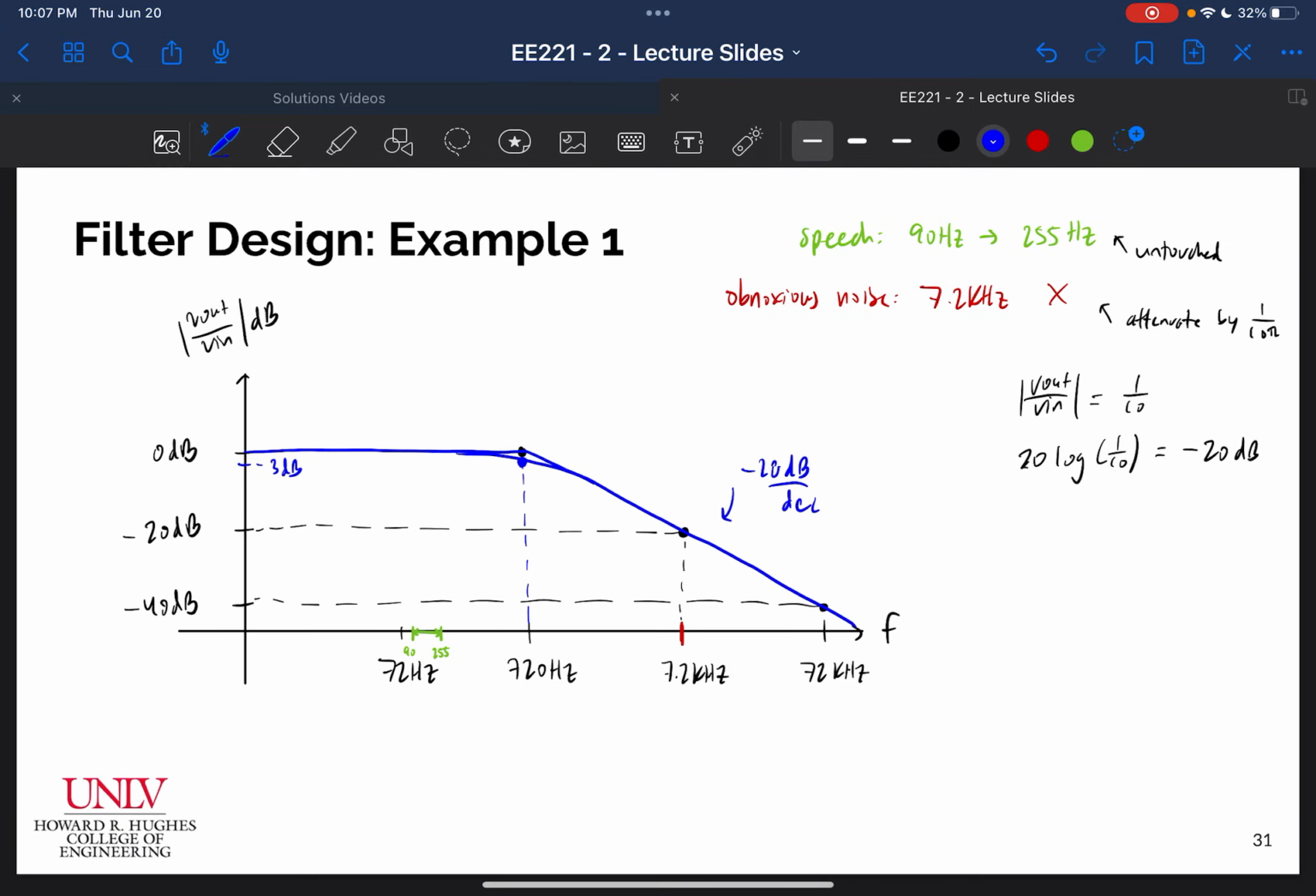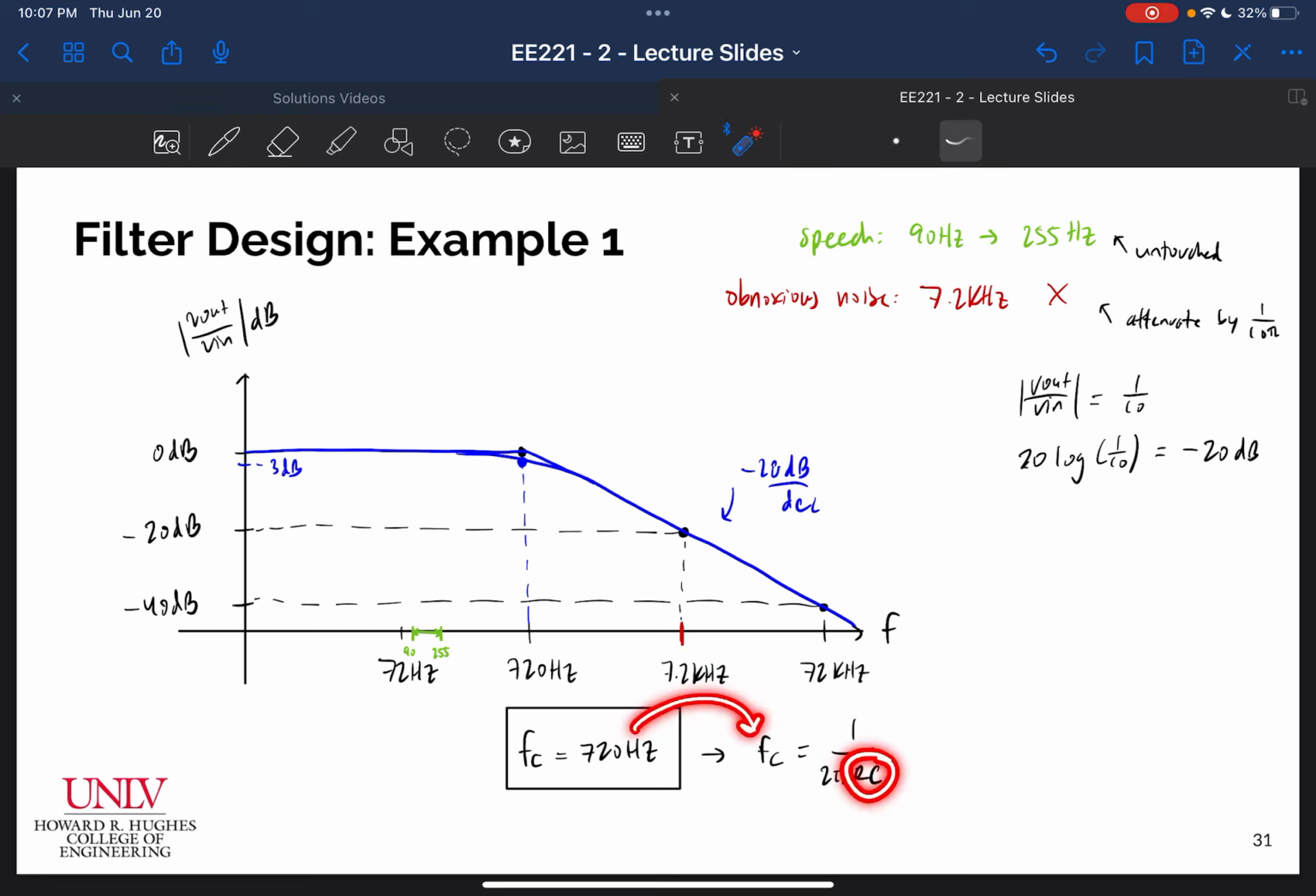But okay, so we're basically done with what the frequency response should look like, but now how do we actually design the filter? To design the filter, we now know that we need a cutoff frequency of 720 hertz. So FC needs to be 720 hertz. And we know there's an equation for FC. It's 1 over 2 pi RC. So now all we have to do is plug this 720 hertz in right here, solve for R and C, and pick some values, and we will have designed our filter.